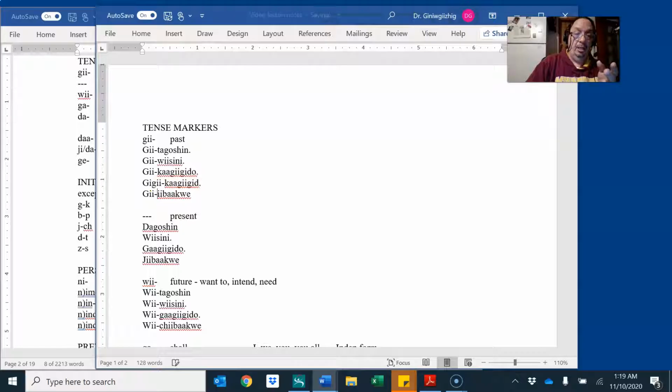The root word is jibakwe. J changes to ch when we use the gi or we tense marker. Present tense: dugoshin, he is arriving. Sini. Gagigado, he is talking. Jibakwe, he is cooking.